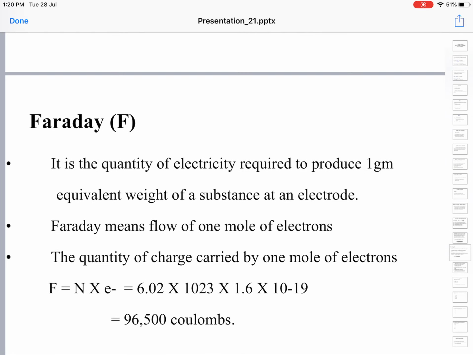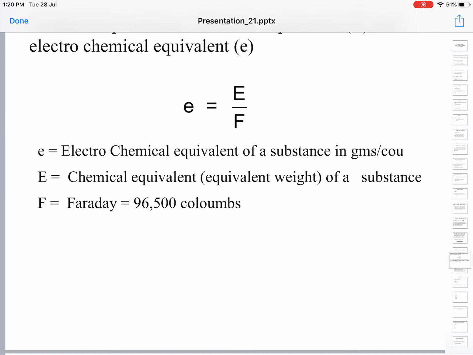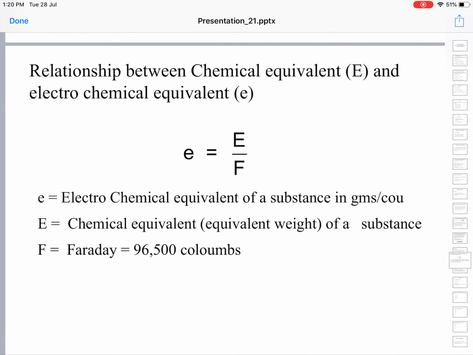Faraday is the quantity of electricity required to produce 1 gram equivalent of a substance at an electrode. Faraday means the flow of 1 mole of electrons. It is the quantity of charge carried by 1 mole of electrons, that is Avogadro's number times the charge of the electron, 6.02 into 10 to the power of 23 into 1.6 into 10 to the power of minus 19, which comes to 96,500 coulombs.